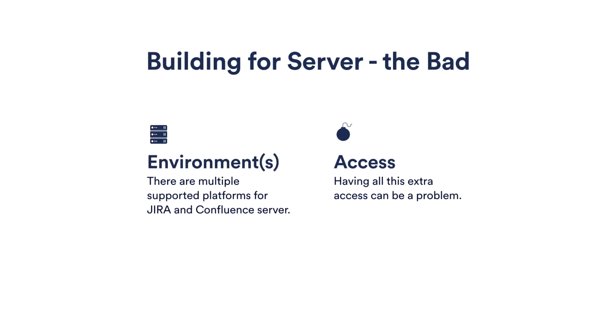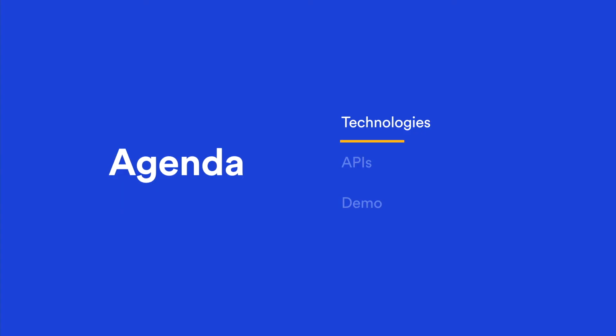Unlike cloud, there's no standard environment for JIRA and Confluence Server though. So you'll need to make sure your plugin is compatible with multiple operating systems and databases. Access, it's a double-edged sword. I'll get into this a bit more later when I talk about the Java APIs, but that is why testing is so important in the server environment. But anyway, that's why I'm here.